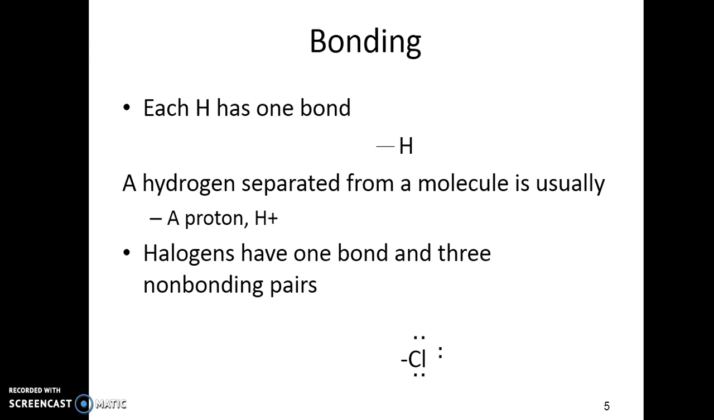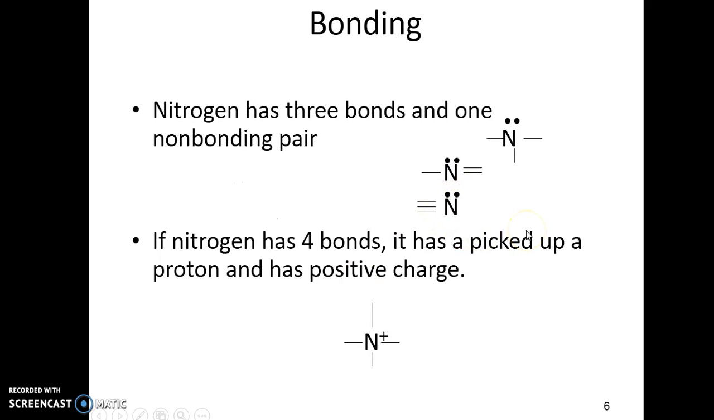Every hydrogen has just 1 bond, and when you take a hydrogen off of an oxygen or carbon, it has a positive charge. And then the halogens have 1 bond and 3 non-bonding pairs. And last of all, nitrogen with its 3 bonds and 1 non-bonding pair. Sometimes you will see nitrogen with 4 bonds, but when you do, it has a positive charge.